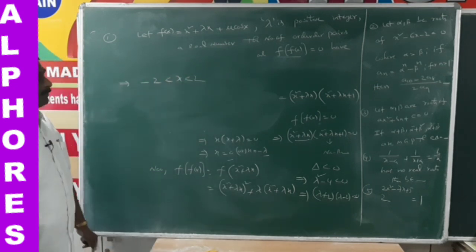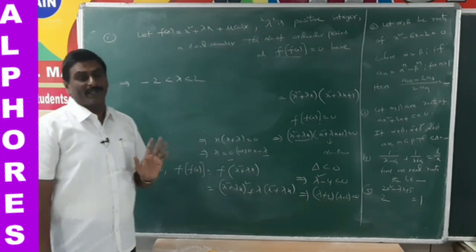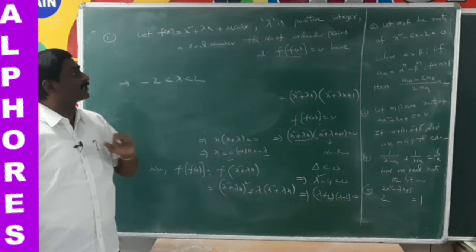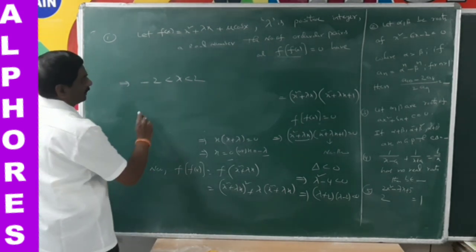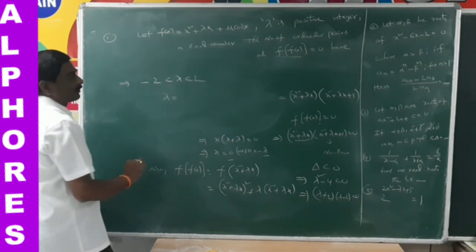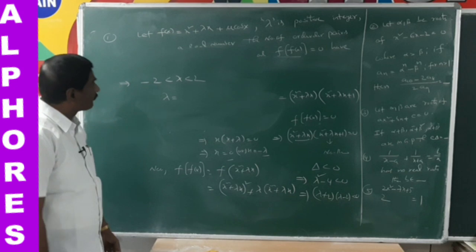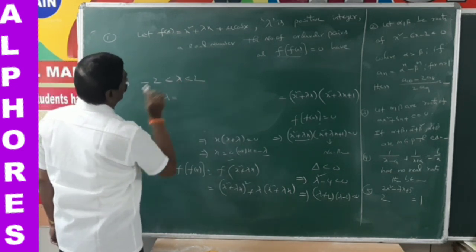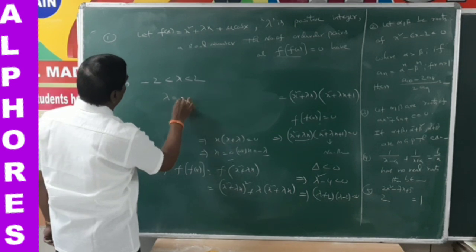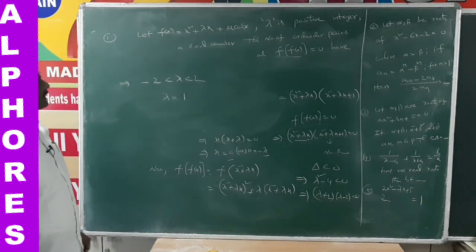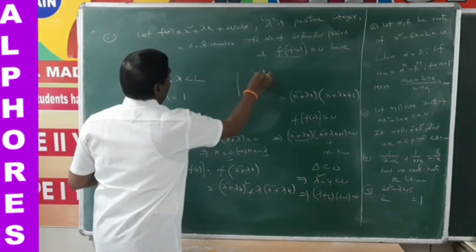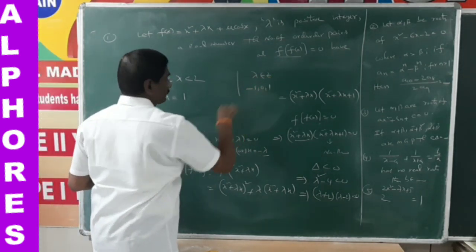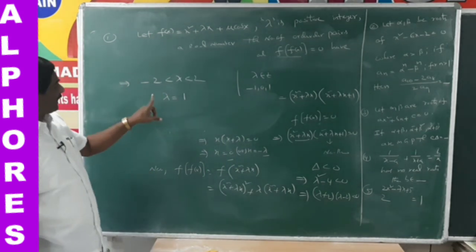Minus 2 to 2. But from the given, lambda is a positive integer. In between minus 2 to 2, the integer is only 1 positive integer. Suppose lambda is an integer, then the values are minus 1, 0, 1. If lambda is a positive integer, then lambda is equal to 1.